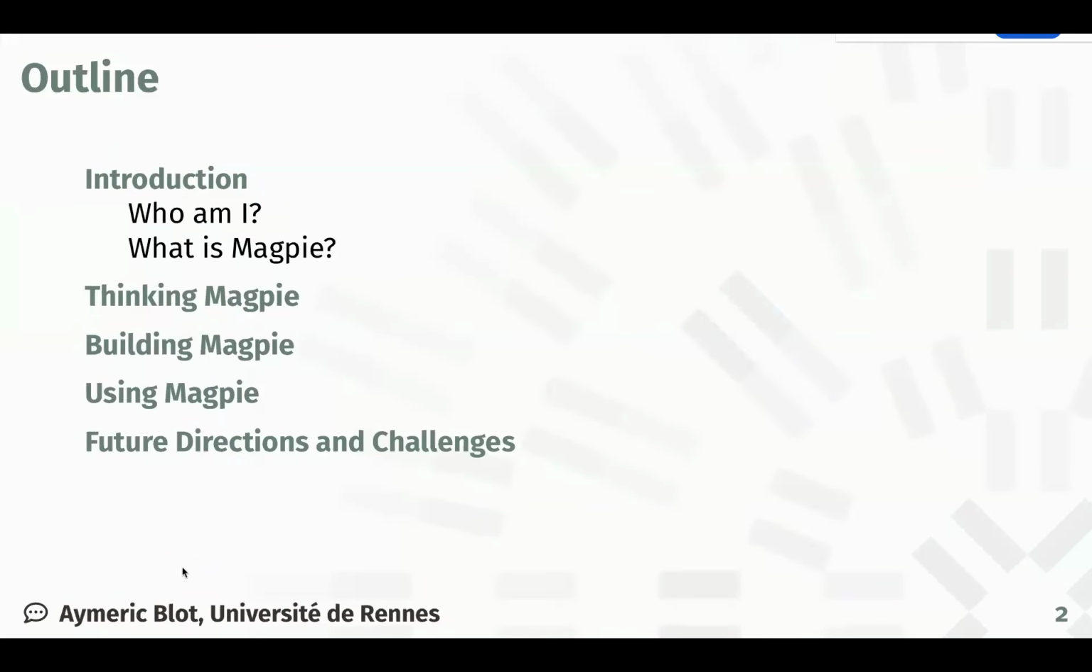So very quickly, I will introduce a little bit who am I and why am I giving this talk. I will talk a little bit about Magpie. Then I will have three main parts in my tutorial. The first one, thinking Magpie, which will be slightly more on the theory of what is automated software improvement in the lens of Magpie. Then the second one, building Magpie, which will be more on the software itself. The third one, using Magpie, will be more the tutorial part, the hands-on part, when I will try to show you how it works and how to use it in practice. And I will finish with future directions and challenges.